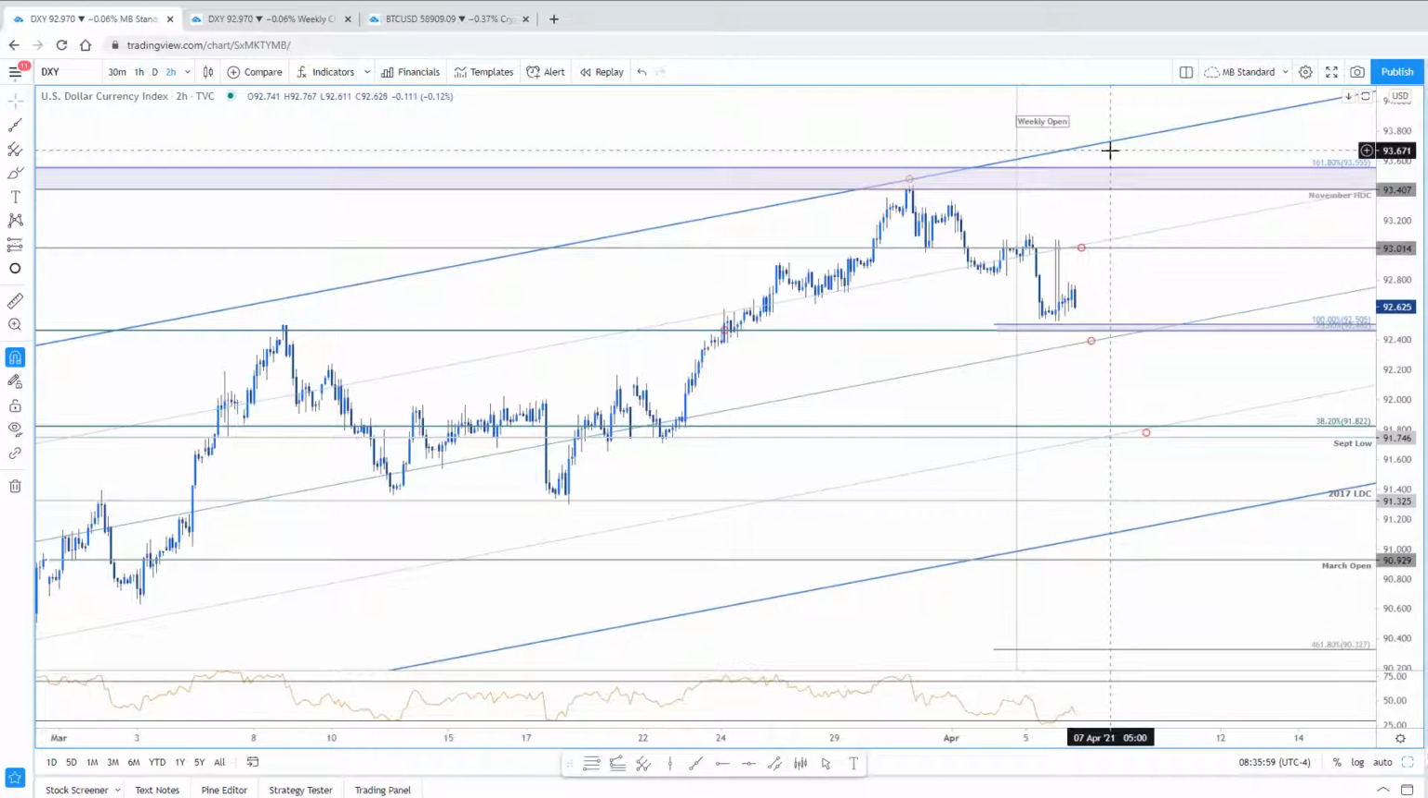Again, weekly open resistance at 93, right? That's where we opened the week. Key resistance still into that 93.40, 93.55 resistance barrier. Any questions on the dollar?